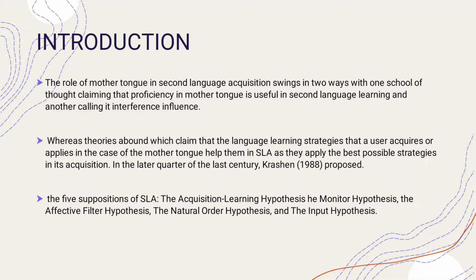Introduction. The role of mother tongue in second language learning falls into two ways, with one school of thought claiming that the mother tongue is useful in second language learning and the other calling it an interfering influence. Whereas theories abound which claim that the language knowledge that a user acquires or applies in the case of a mother tongue helps them in SLA as they apply the best possible strategies.